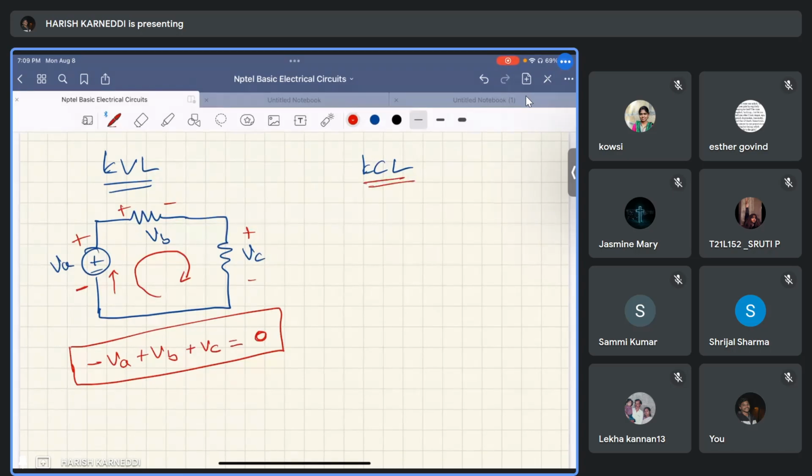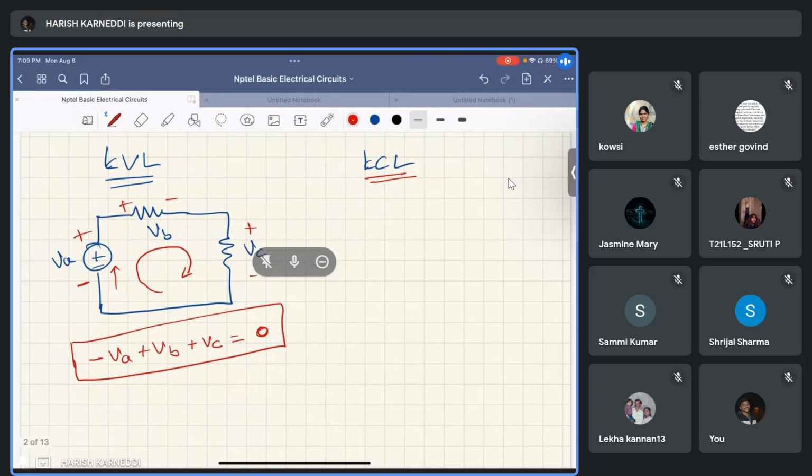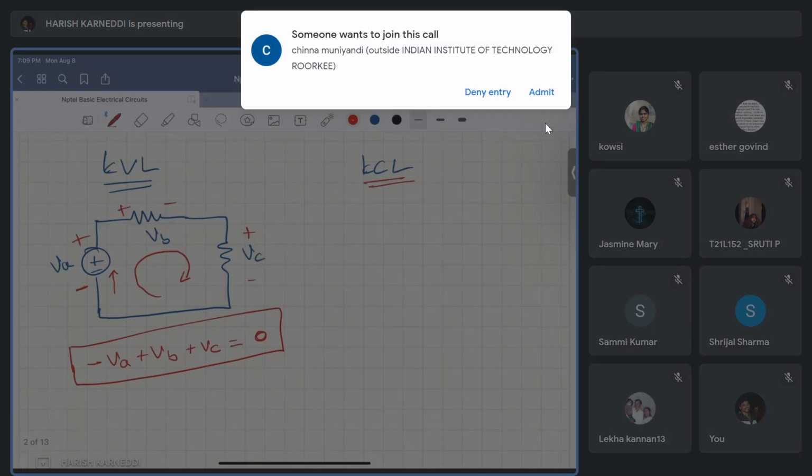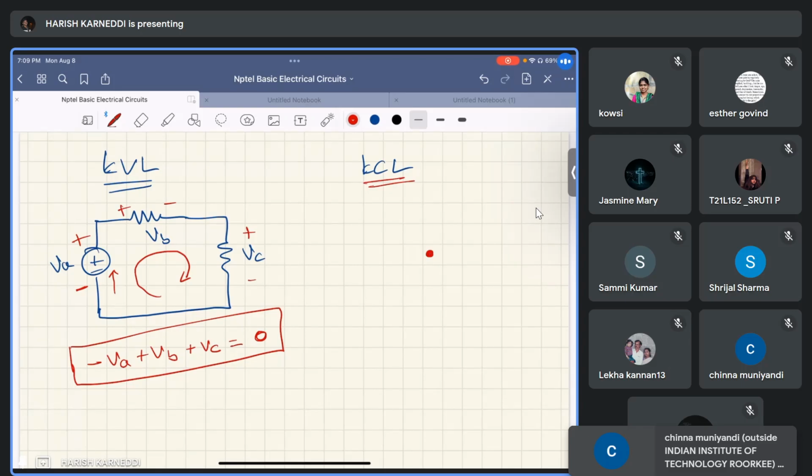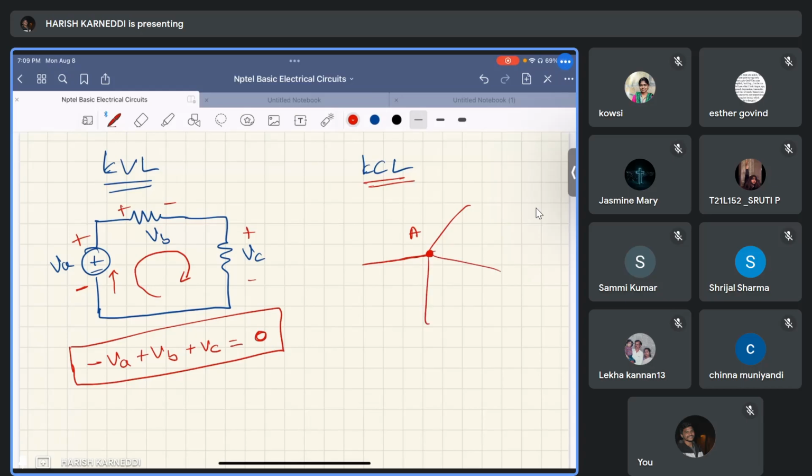Coming to KCL. KCL states that the algebraic sum of the currents at any node is equal to 0. Consider this as node A. A node is nothing but a junction point with multiple branches. Whatever the current directions, let us suppose this is entering, this is leaving, this is entering, this is entering. These are IA, IB, IC, and ID.